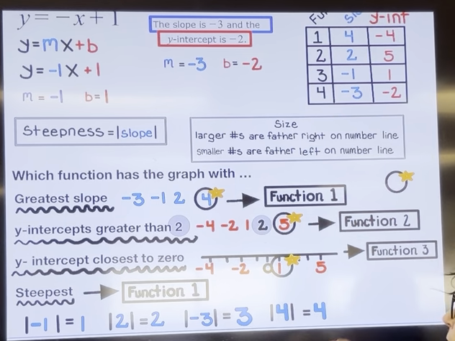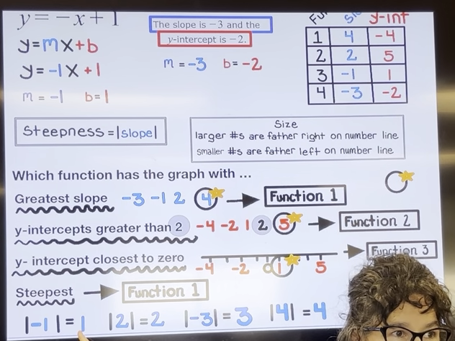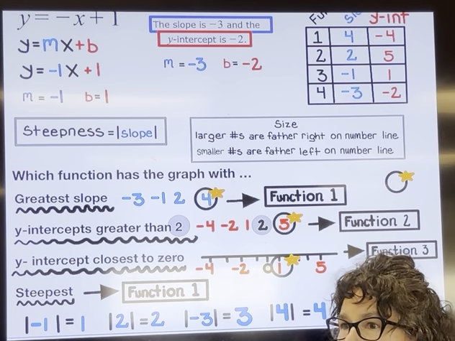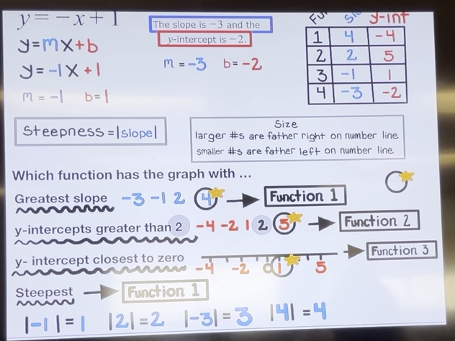If it would have said instead, which one of these lines is the least steep, it would be this one here. But the sign doesn't matter. Positive, negative, you're looking at slopes and only comparing their absolute values.